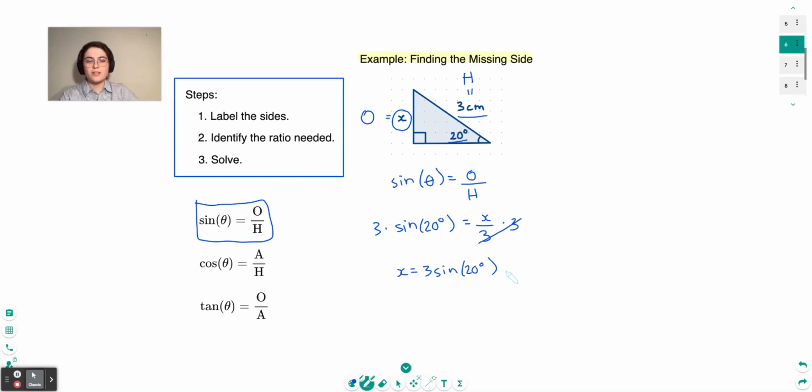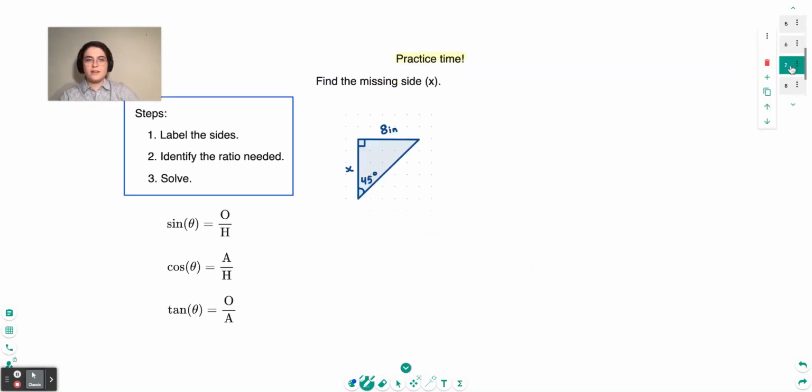And if you plug this into your calculator, you will find that the answer is about 1.03 centimeters. So that's it. This is our answer. That would be what x is equal to. Now you'll have a little bit of time to do an example on your own. So pause the video now, give yourself a few minutes, and try to find x.